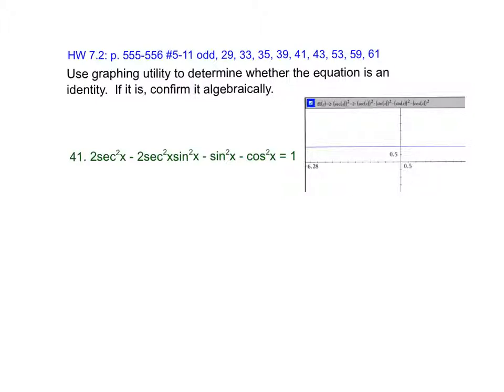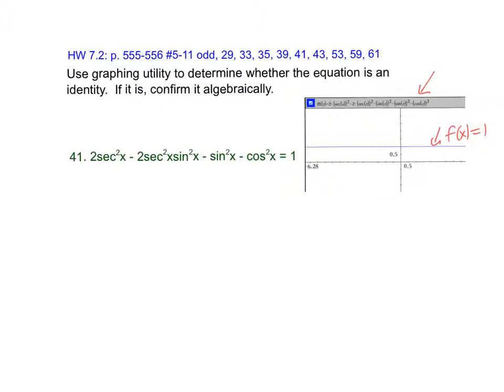And you can see here I have pasted in a picture from my graphing calculator where I made f1 of x equal to the left-hand side of the equation. And we can see that the graph that comes out is the same thing as the line f of x equals 1. So that shows us that this identity should be true, but we need to verify it algebraically.